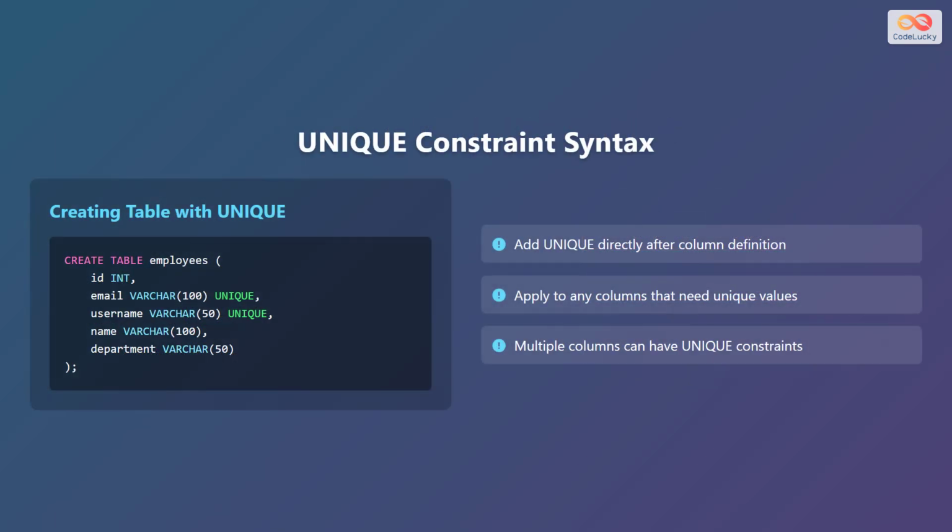Here's how you can create a table with a unique constraint. Use the create table statement followed by the table name. Inside the parentheses, define your columns with their respective data types. To apply a unique constraint, simply add the keyword unique after the column definition. In this example, we're creating an employees table where both the email and username columns must have unique values.